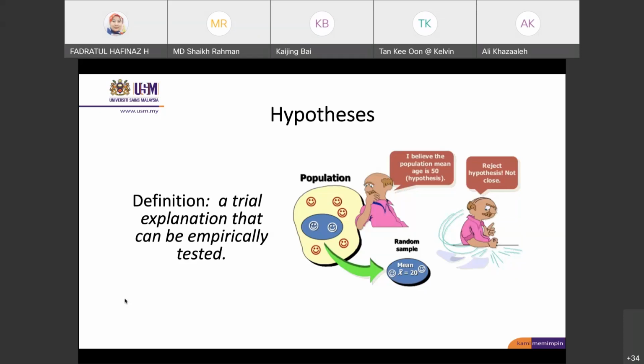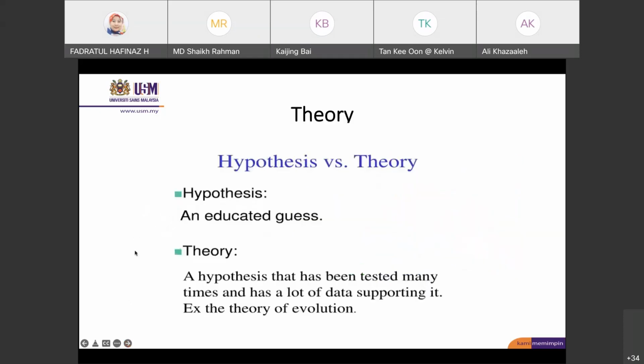Now, the next term is theory. What is the difference between theory and hypothesis?